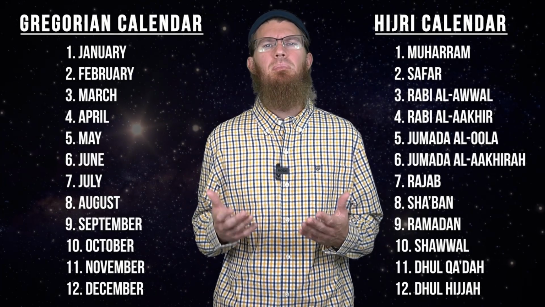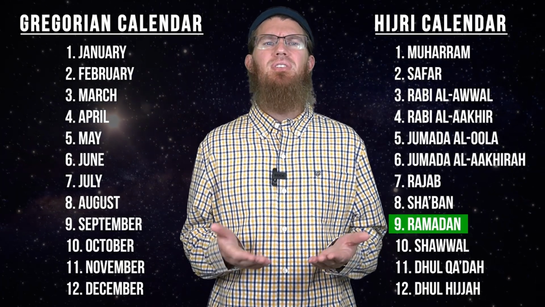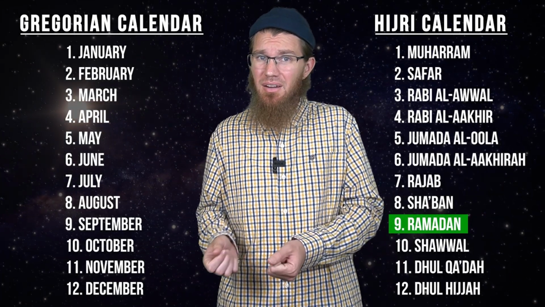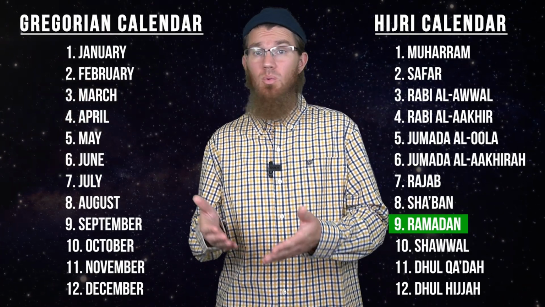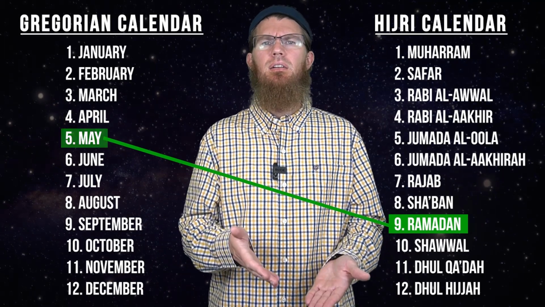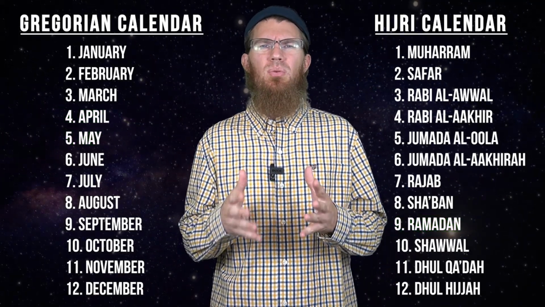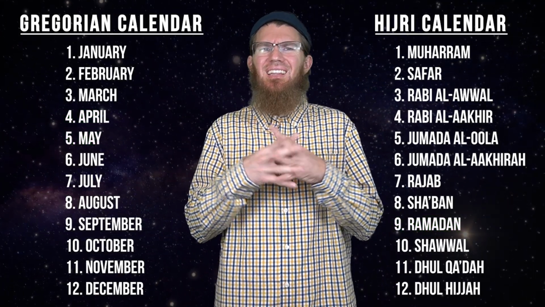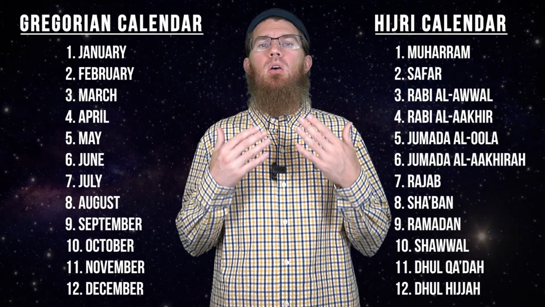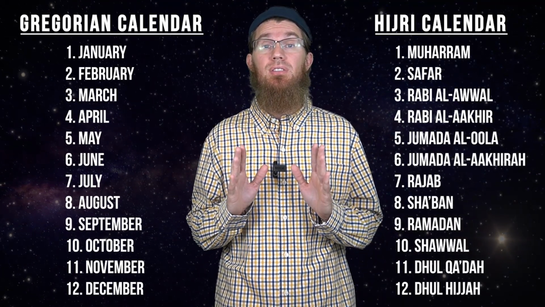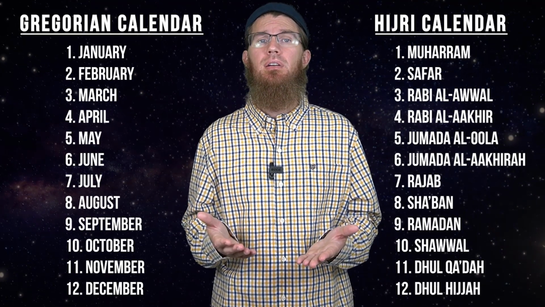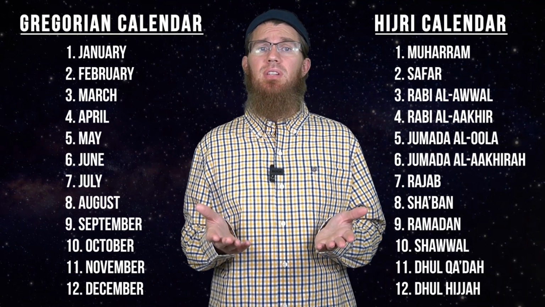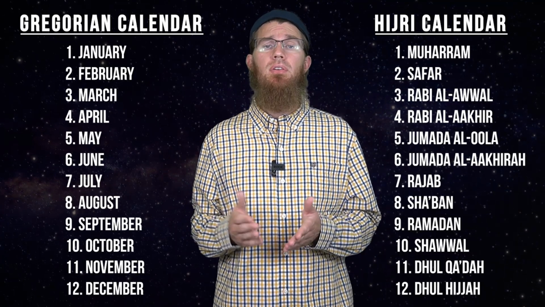But why is it that the month of Ramadan comes a different time every year in comparison to the Gregorian calendar? One year Ramadan was in May, and then the next year it was in April. Why don't the two calendars always line up the same? Well, that's because the two calendars have a different number of days in a year. So every year they line up differently when compared to one another.